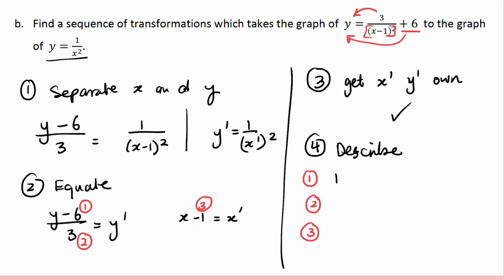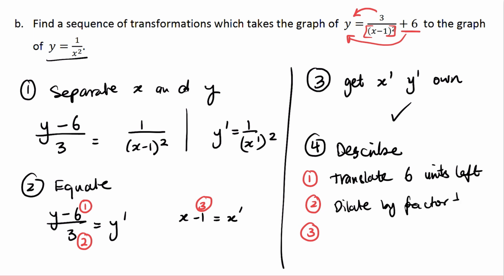So this is translate 6 units left. Then we have dilate by a factor of a third from the x-axis because that's affecting the y values. And then the third transformation is to translate 1 unit left, not left, down.